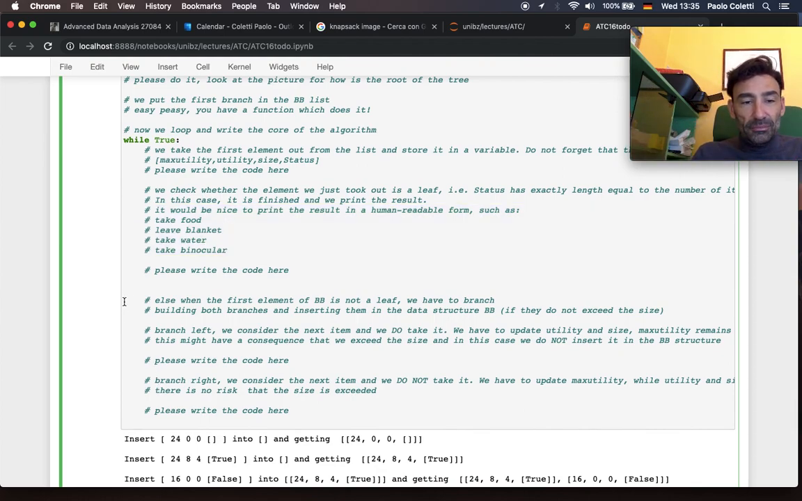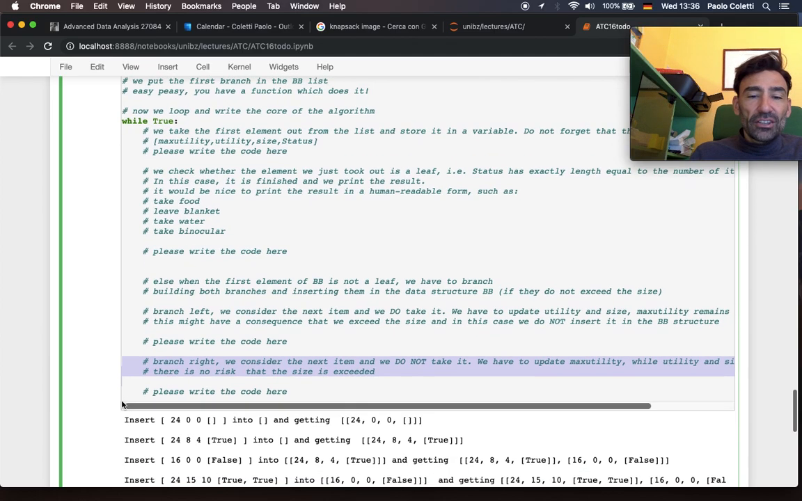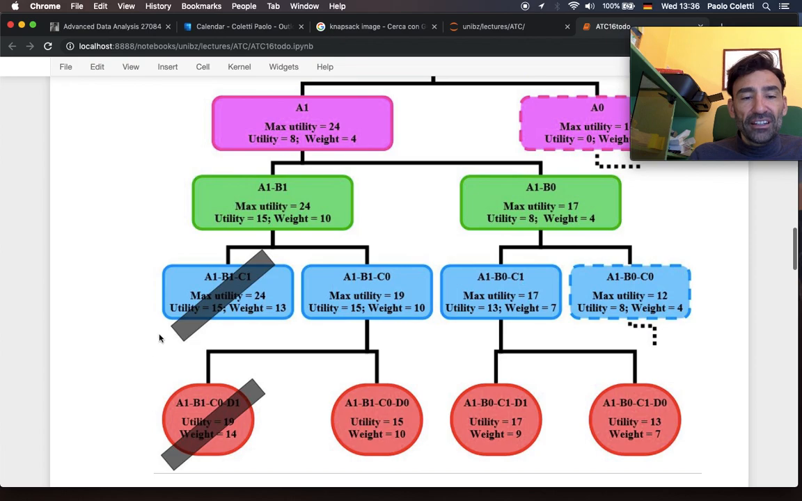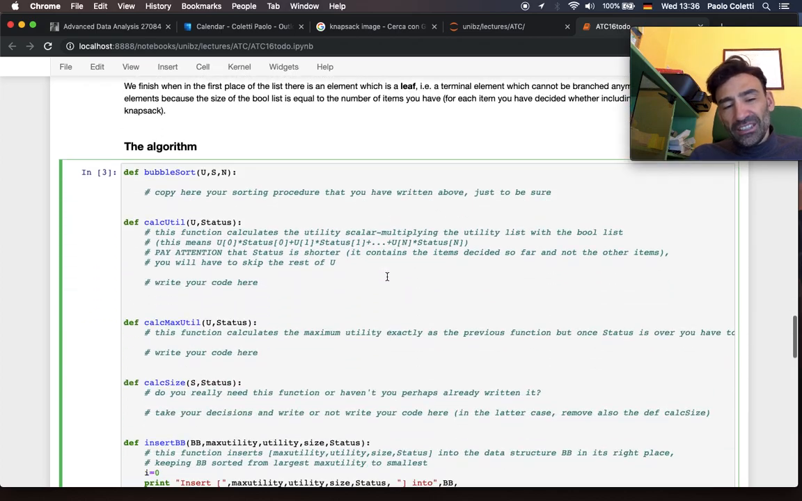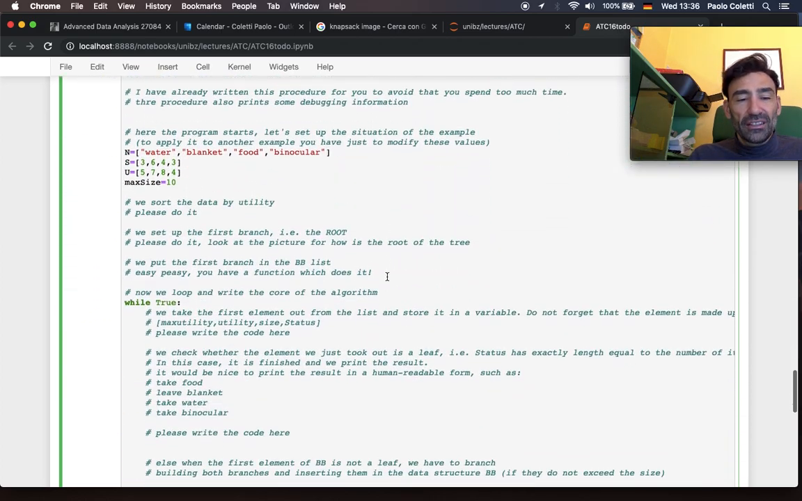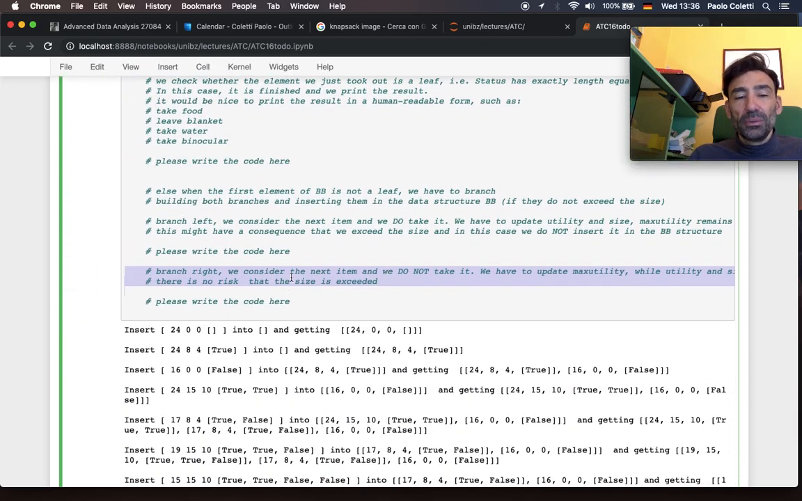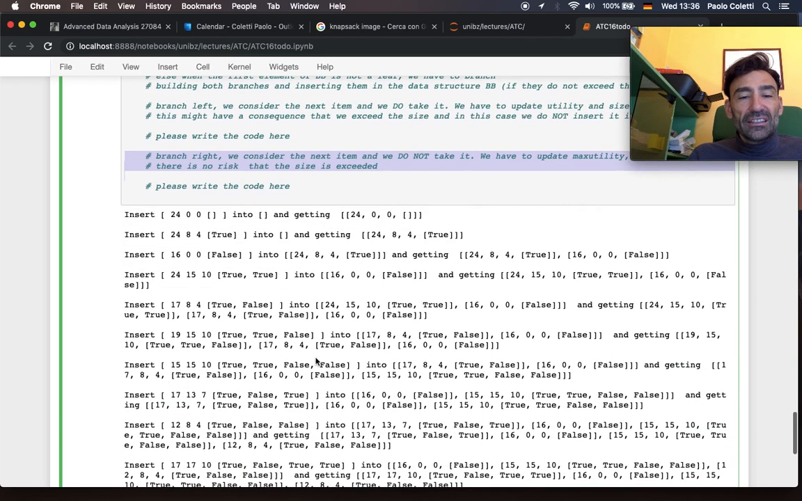Branch means writing two parts of the code, the branch left and the branch right. They are slightly different because the branch left, as you can see from the picture, sometimes can exceed the sides, while the branch right for sure never exceeds the sides because you simply drop an item. So they are slightly different, the branch left and the branch right. You have both to insert into BB and then go on. And this is my solution.